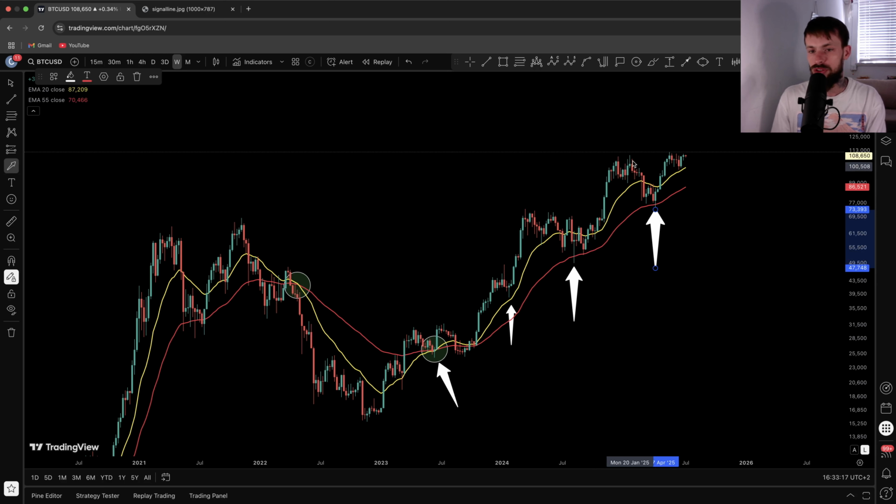Again, here we had a 1, 2, 3, 4, 5 wave correction. It brought us back down to the 55 EMA. And then we've gone in and put a new all-time high. Currently speaking, we're holding the 20. So when you're in an uptrend and above these EMAs, guys, this indicates it's a strong uptrend, especially on the weekly time frame. So right now, Bitcoin is in a bull run, okay?